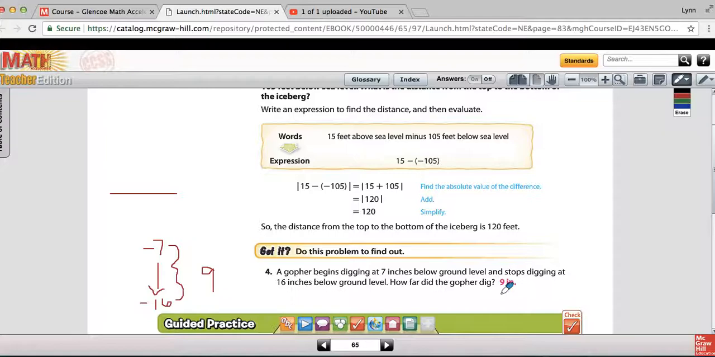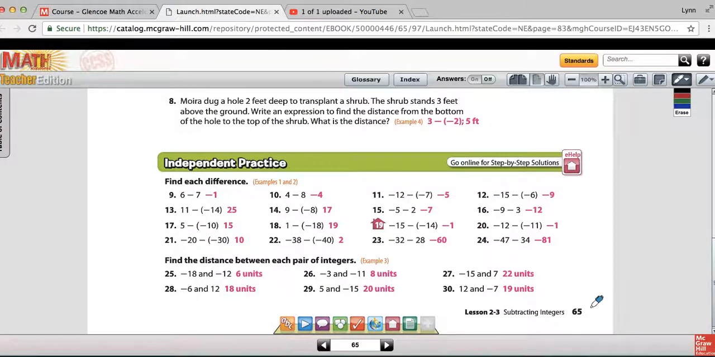We're going to look at some more problems for lesson 2-3 on subtracting integers. Make sure that you record in your notebook some common errors made when subtracting integers. We're going to look at page 65, number 18, 19, 21, and 24. For number 18, we have 1 take away a negative 18, so that turns into 1 plus 18, which is 19. For number 19, we have 2 negatives right here, so I can change that to a positive. Negative 15 plus 14 is negative 1.